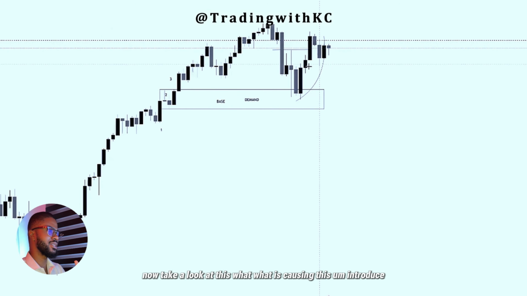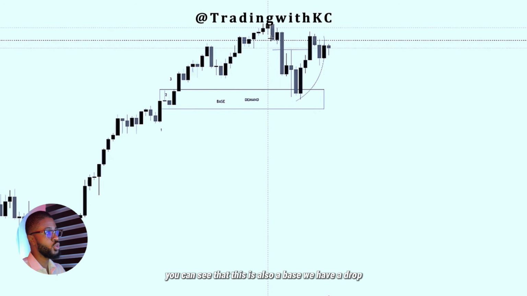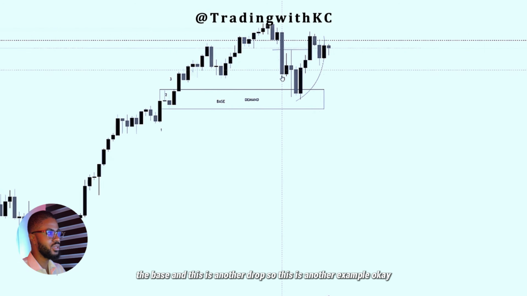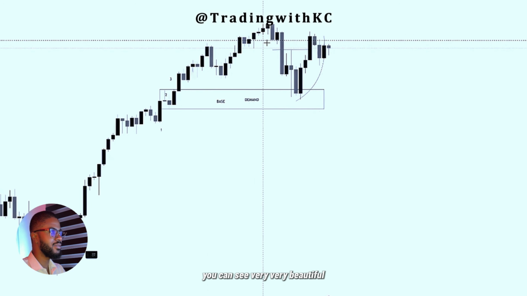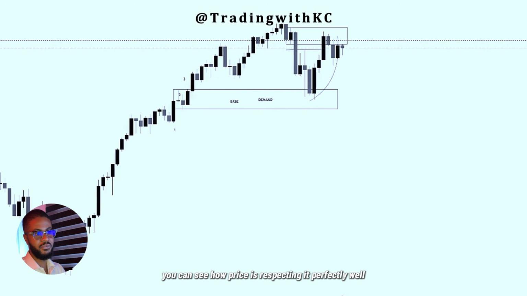Now, take a look at this. What is causing this intraday sell that we are seeing on Nasdaq? Where is price reacting from? You can see that this is also a base. You have a drop. This first candle here is a drop. This is the base, and this is another drop. So this is another example. Okay, you can see very beautiful. You can see how price is respecting it perfectly well.